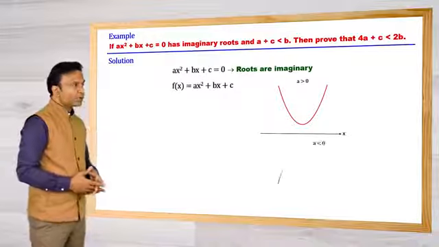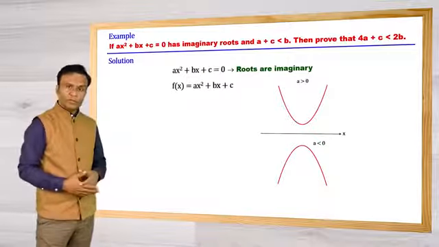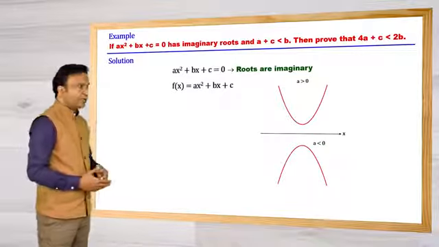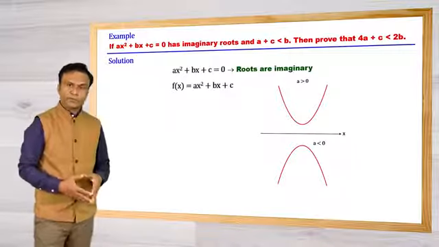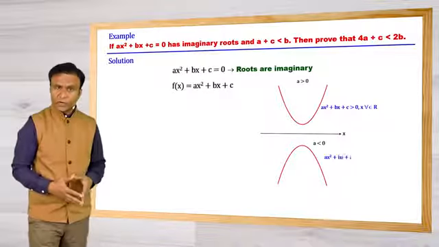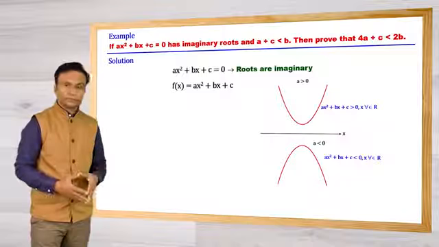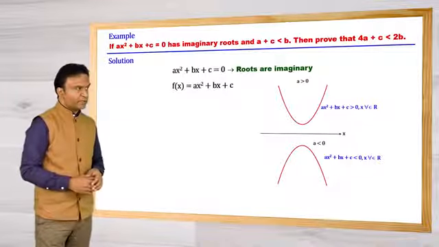In the second graph, a is negative, so it is concave downward and it is always lying below the x-axis. That means this quadratic function is either always positive or always negative. Now let's see how this condition helps.